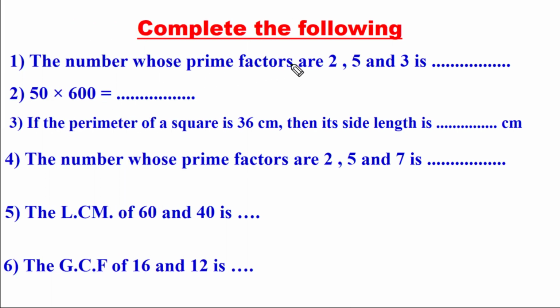Let's start. Number 1, complete the following. The number whose prime factors are 2, 5, 3. To find this number, just multiply the 3 factors. 2 times 5 equals 10. 10 times 3 equals what?